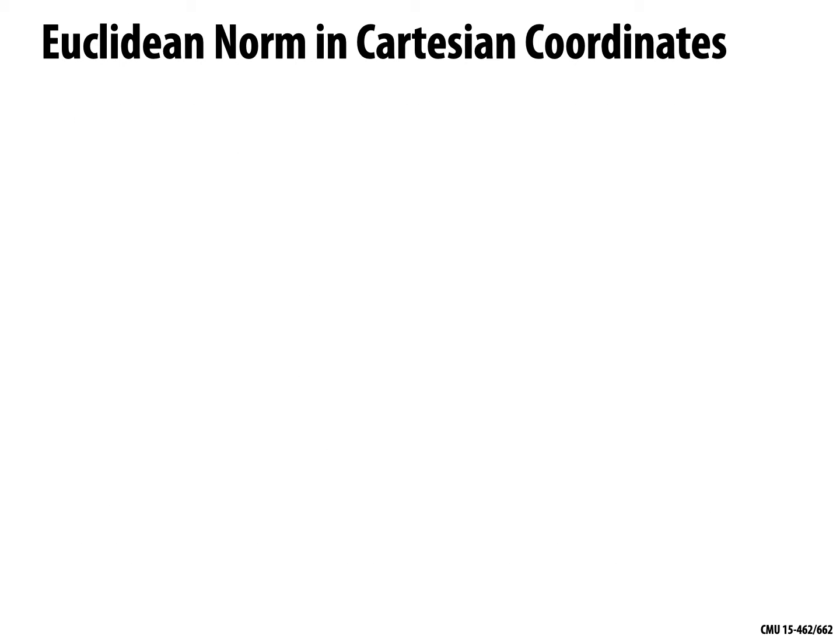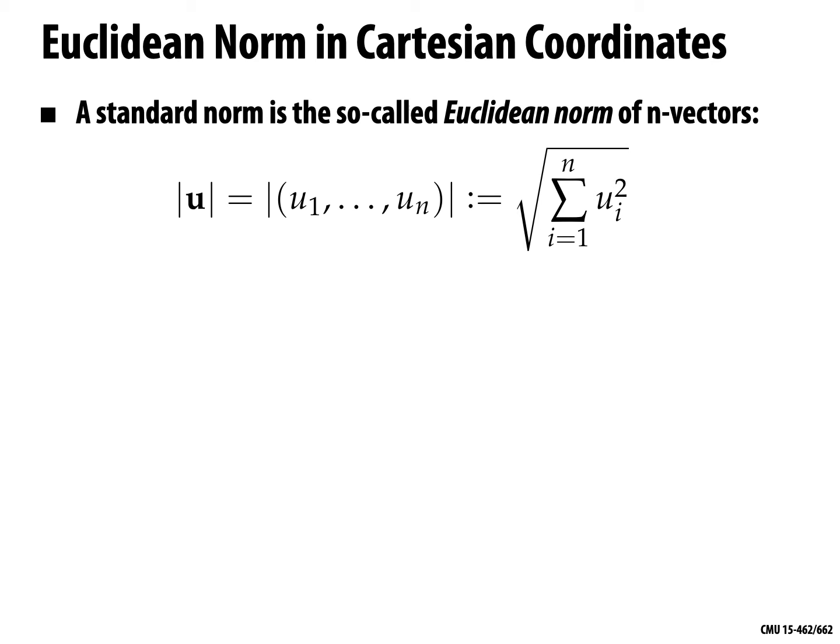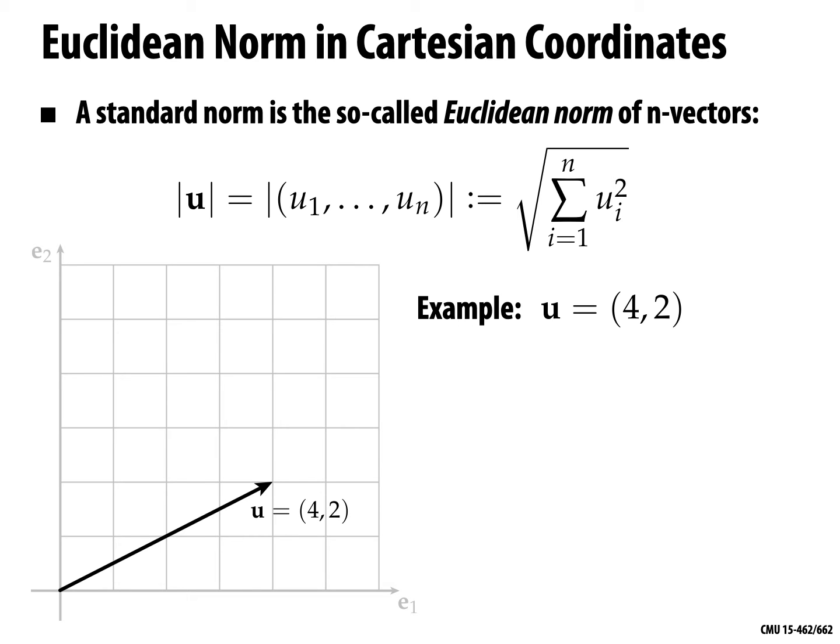A concrete example of a norm that we're hopefully familiar with is the norm in Cartesian coordinates. The most standard norm is called the Euclidean norm for an n vector, and it looks like this. If I have a vector u that has components u1 through un, then the Euclidean norm is the square root of the sum over all components of the square of that component. As a concrete example, if I have the vector u equals 4, 2, its norm is the square root of 4 squared plus 2 squared, which we can simplify to 2 root 5. Great. That's the length.